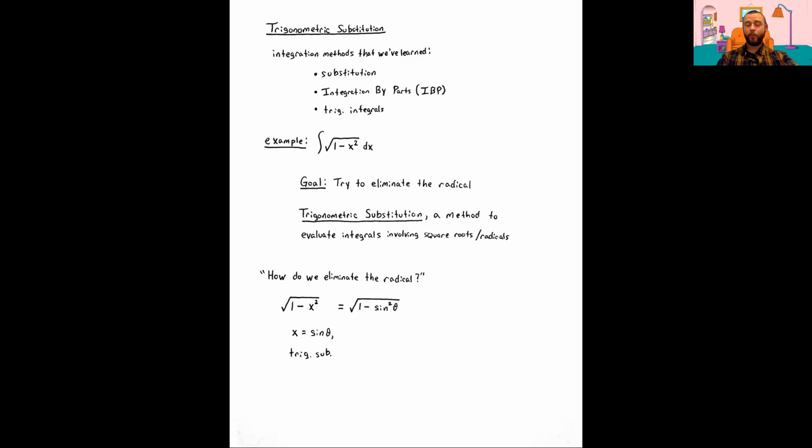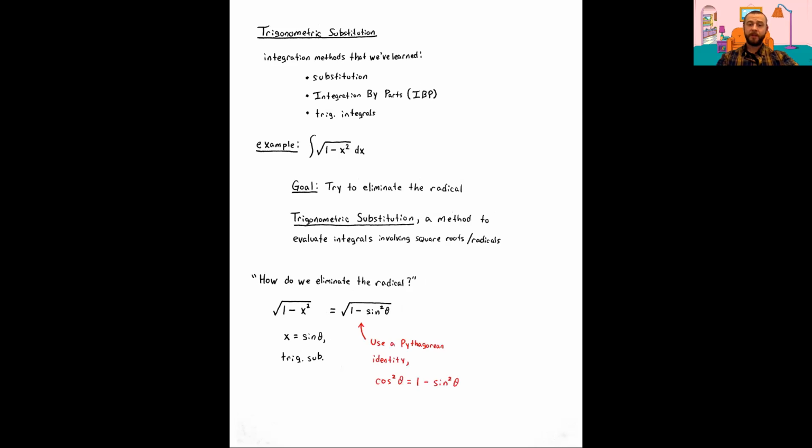And then the key to what eliminates the radical here is we use a Pythagorean identity, the one on the screen previously: cosine squared equals 1 minus sine squared. What that allows me to do is replace that complicated inner expression, 1 minus sine squared, with the squared quantity, cosine squared.